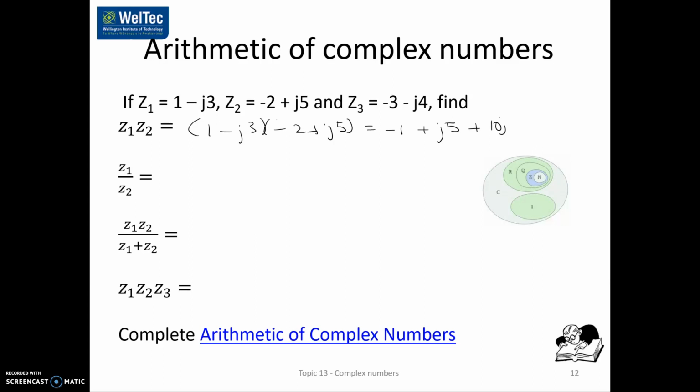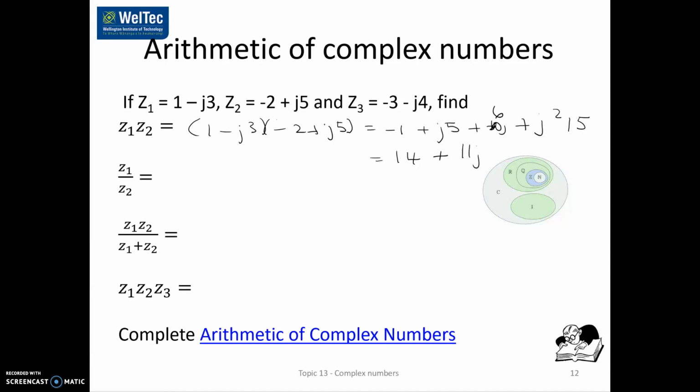oops, that's not quite right, that's 6j there. There we are. And then plus j squared 15. And then we have 5j plus 6j, that would be 11j, and negative 1 plus j squared would be 14.